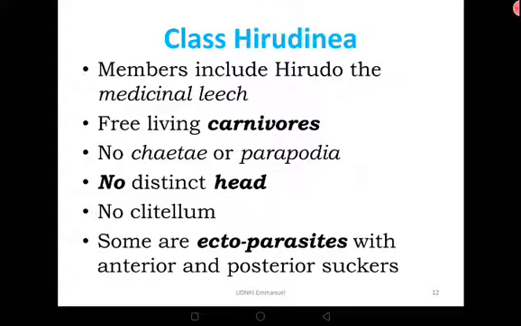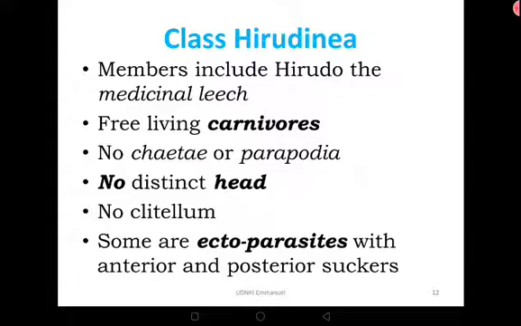They are free-living, or they are carnivorous, although there are some that are parasitic as well, ectoparasites of either fish or humans. They don't have chaetae, they don't even have parapodia. They also don't have a distinct head. They don't have the clitellum like the earthworms.